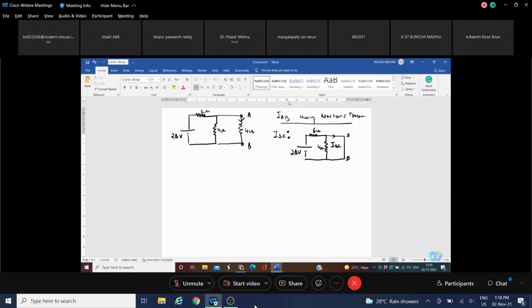What is the answer of ISC? 4 amperes? Yes. How you have done this thing, ISC? There won't be any current in this branch because this is short circuited. So only current what will be flowing is in the outer branch. So that is 4 amperes. ISC is 4 amperes.